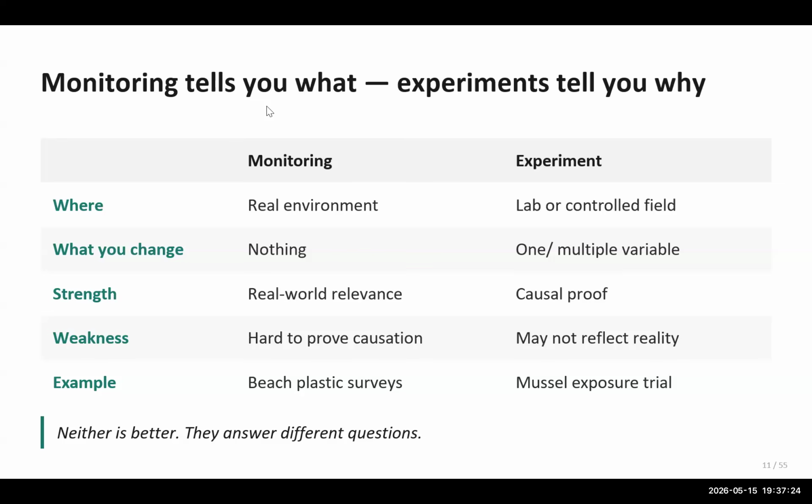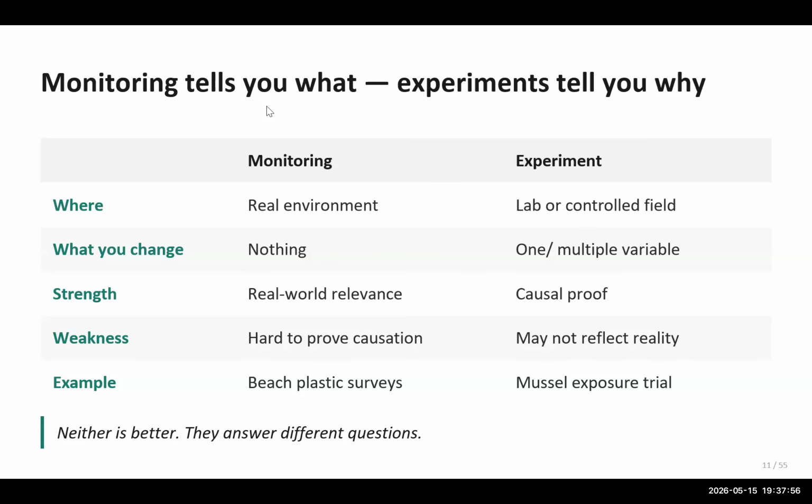When it comes to the strength, monitoring is strong in real world relevance, but experiments are very strong in proving the cause and effect. And when it comes to the weakness, monitoring is weak at proving causation, but experiments are weak because they might not reflect the reality. Sometimes in experimental conditions, we use concentrations of a pollutant that we actually cannot find in the environment. But the idea is to see what could happen in the future.